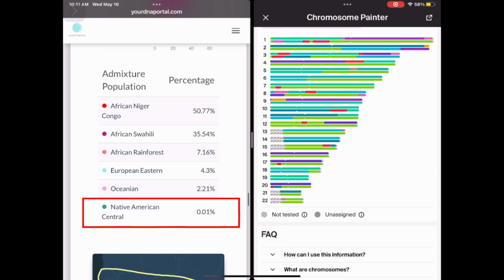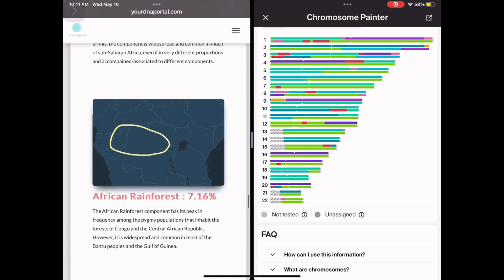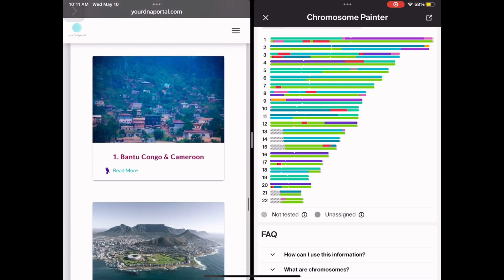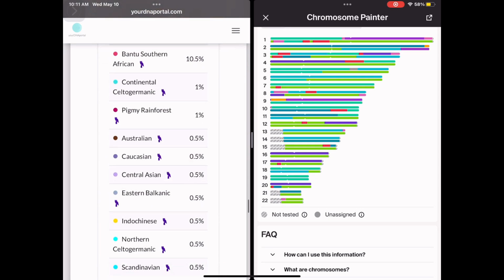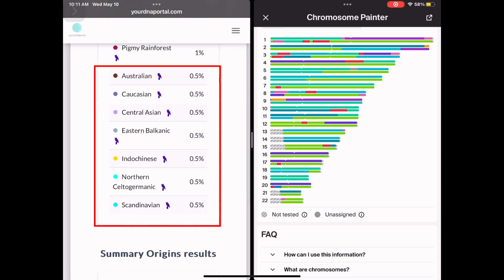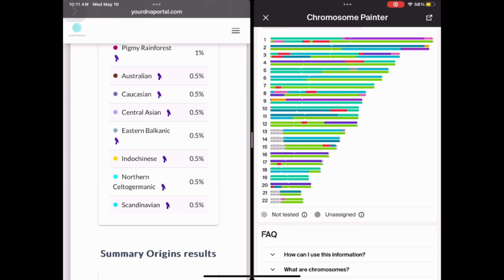Chromosome 16 shows Native American Central at 0.01%. In-depth origins at 0.5% include the following: Australia, Caucasian, Central Asian, Eastern Balkanic, Indo-Chinese, Northern Celto-Germanic or Celto-Germanic, and Scandinavian.